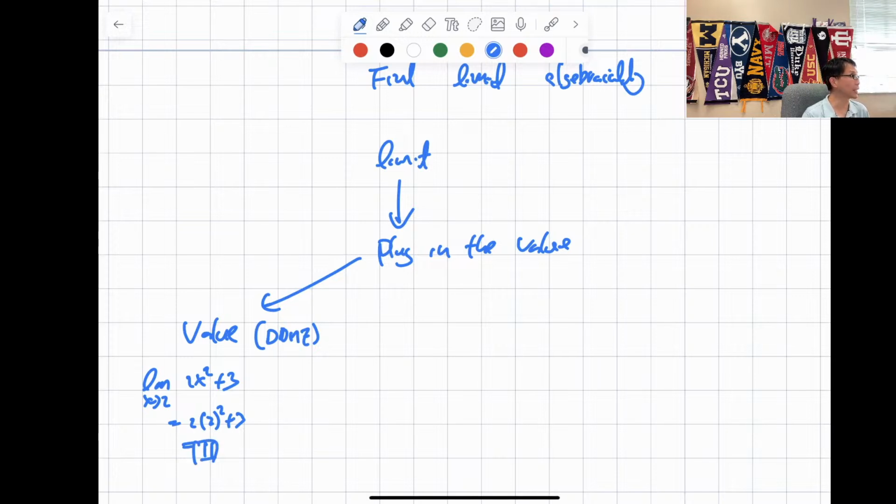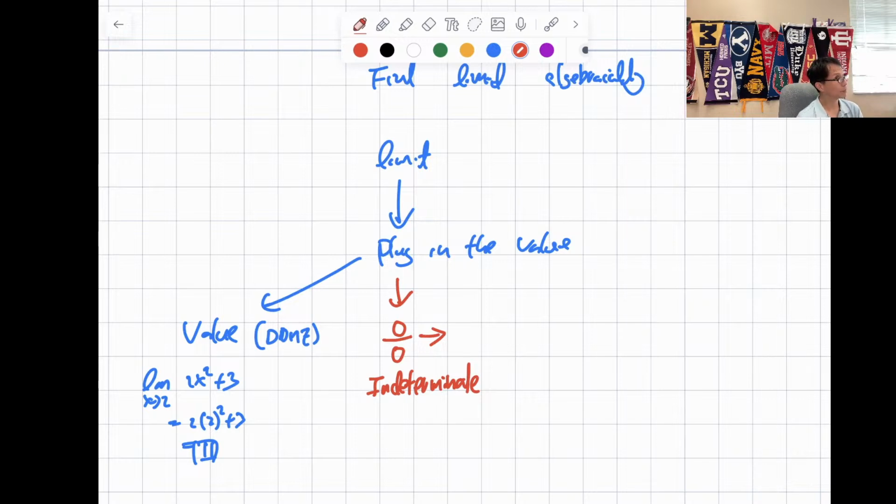But normally you never get that, right? You never get 11 as a value. Most of the time, you're going to get a special case called 0 over 0. 0 over 0 is indeterminate. I don't know how to spell indeterminate. I think that's what it is. Whatever, I just scribble.